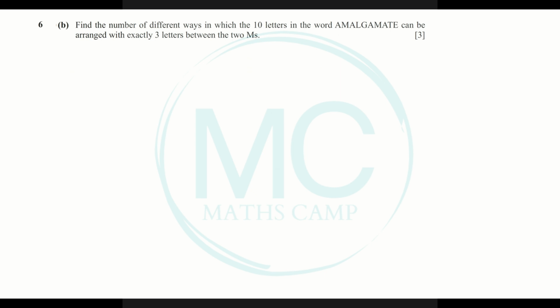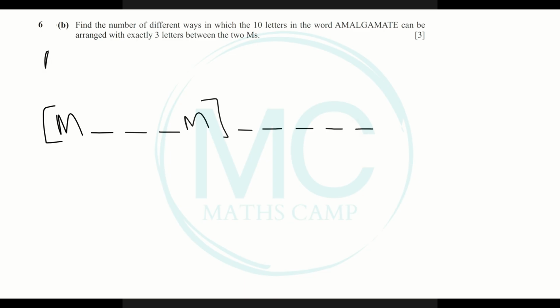Part B says find the number of different ways in which the 10 letters in the word amalgamate can be arranged with exactly 3 letters between the 2 M's. So let's start with our M's. 3 letters between them. Let's put this into a bracket. I've got 5 in my bracket, so I need another 5 letters.